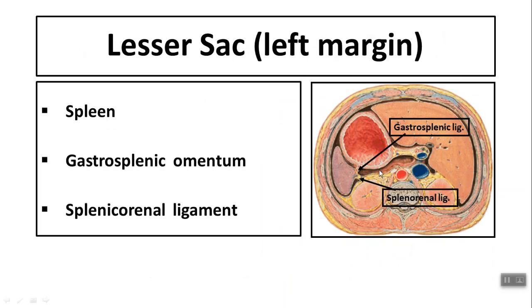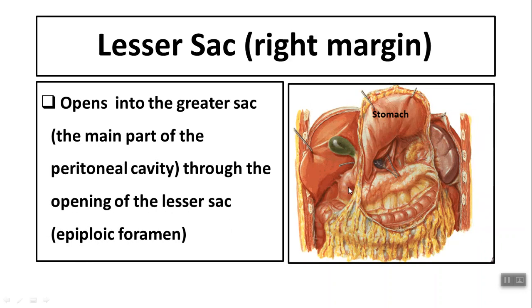You can see this is the lesser sac, or the omental bursa, situated behind the stomach, and this is the lesser omentum. It has a left margin and a right margin. The left margin is closed by the presence of the spleen, the gastrosplenic omentum or ligament, and the splenorenal or lienorenal ligament. So this is the left margin formed by these structures. The right margin is open. Here the right margin opens into the greater sac, the main part of the peritoneal cavity, through the opening of the lesser sac, which is called the epiploic foramen.